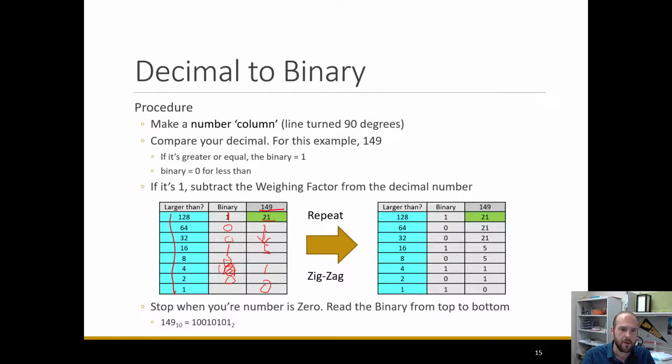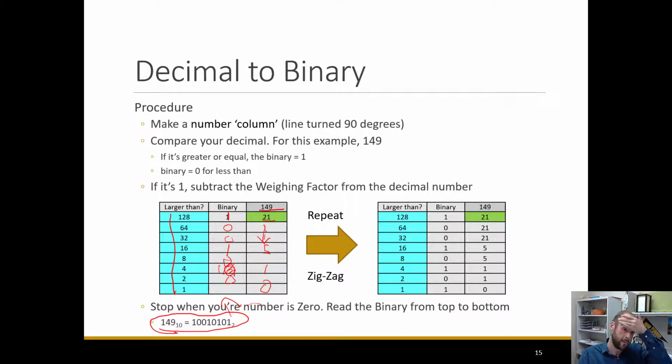So you just take your original number. Is the original number larger than the weight? Yes or no? Answer that question and then subtract. Is it larger than that number? Yes or no? Answer that question and subtract. And then the number you're left with in the middle is your binary number. So 1001 0101, the example we just did. 149 in decimal is that in binary.